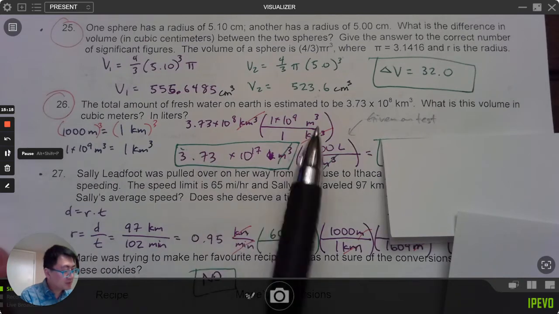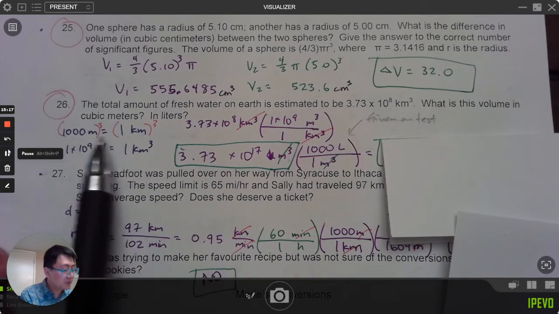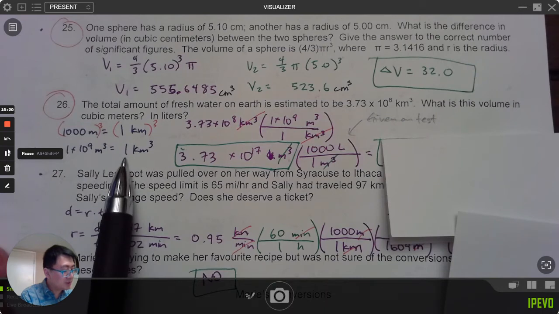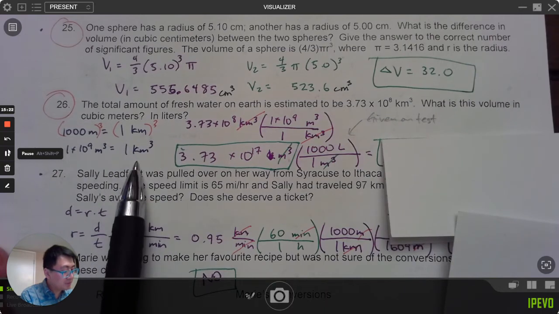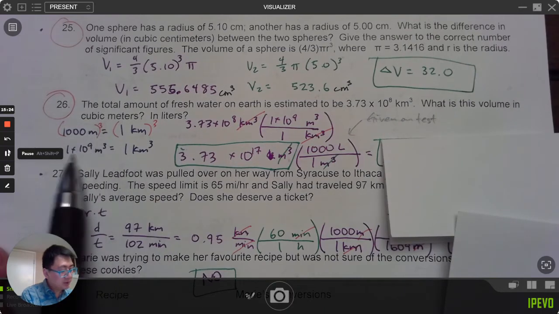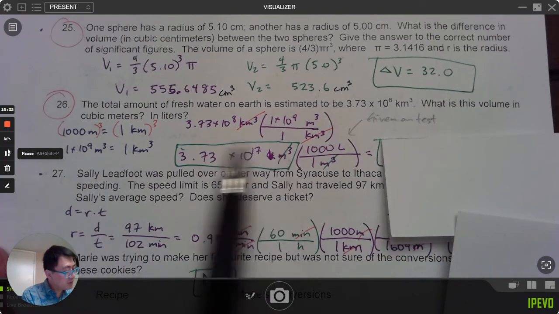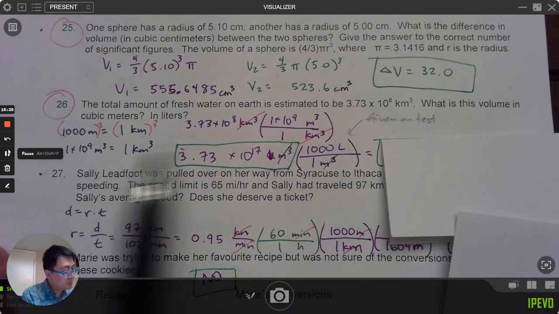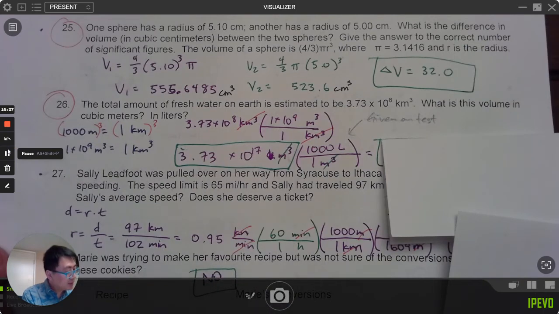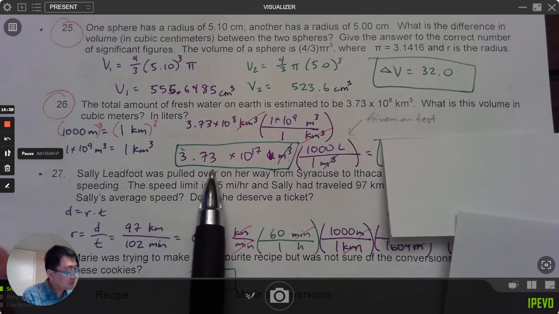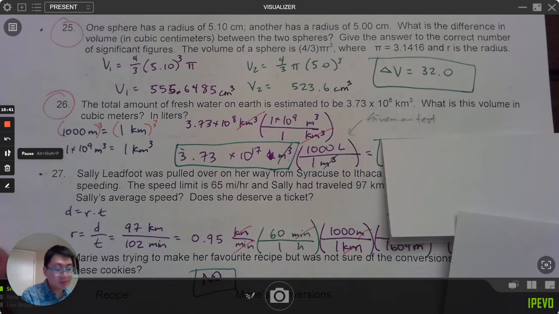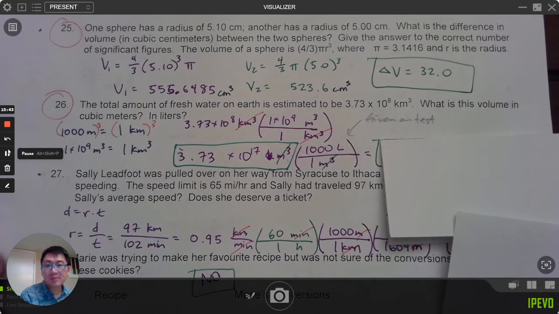But this is cubic, so, like on the other side, cube everything. 1 kilometer cubed is equal to 1,000 cubed meters, and that's a billion. So the conversion factor is 1 cubic kilometer is equal to a billion cubic meters. And I'll have 3.73 times 10 to the 17th cubic meters. So that's the first part.